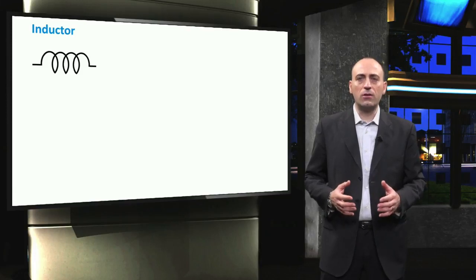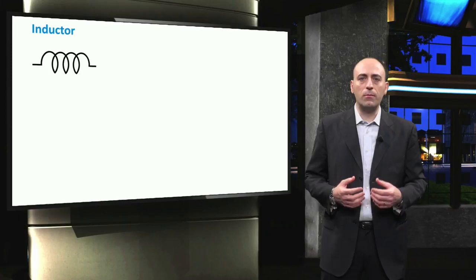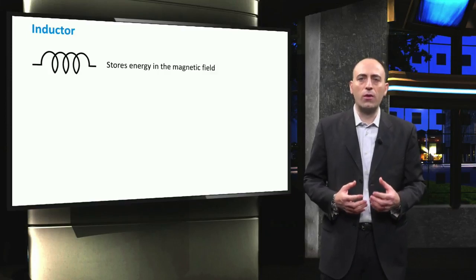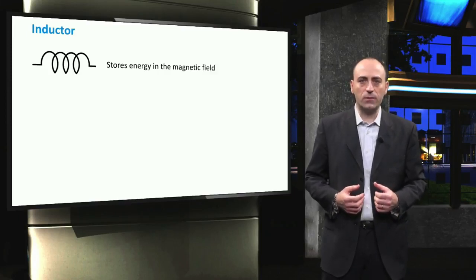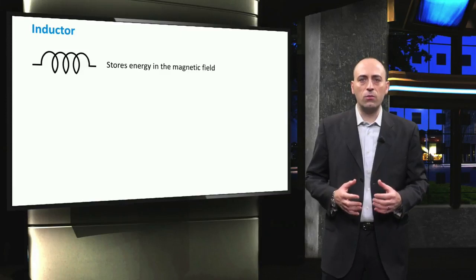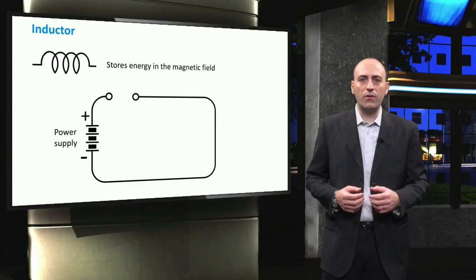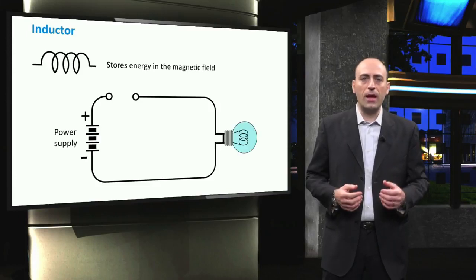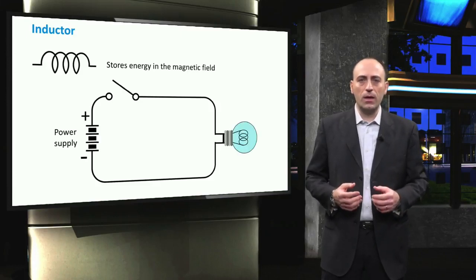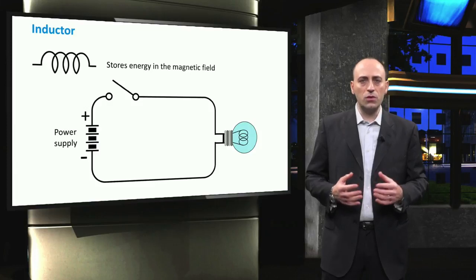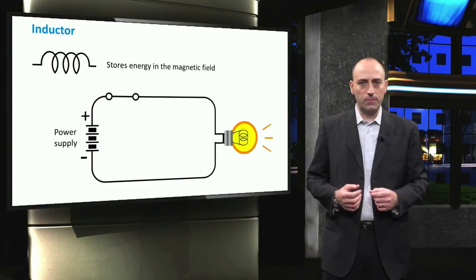Simply speaking, an inductor, or a coil, is an insulated piece of wire wound around a magnetic core that serves to store energy in the form of a magnetic field. To understand how an inductor works in a circuit, we will use the following example. Here we have a battery or a power supply, a light bulb, and a switch. In this simple circuit, if you close the switch, then the bulb lights up.